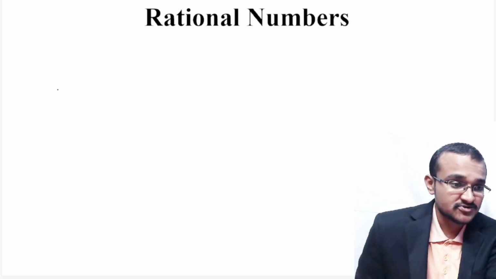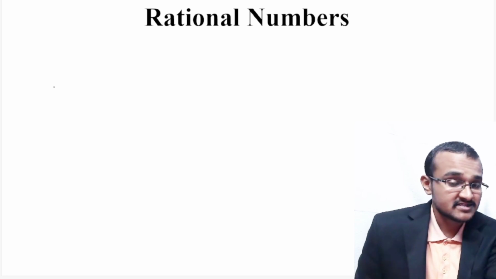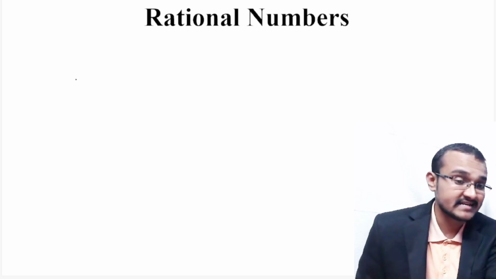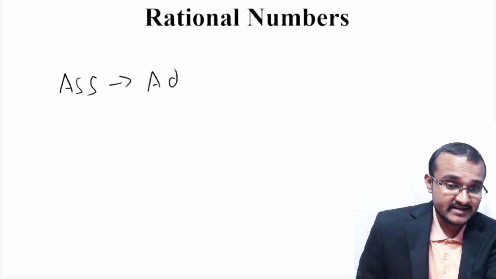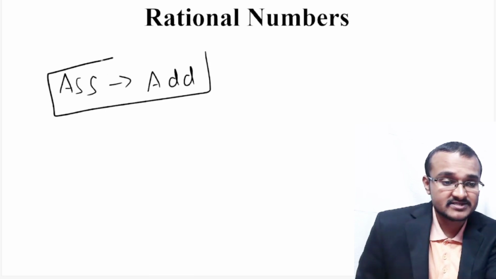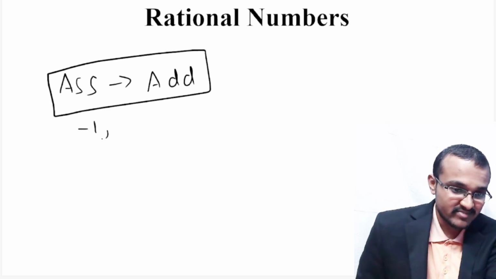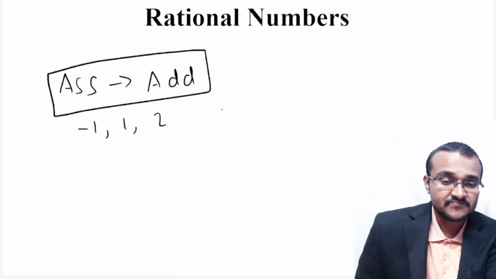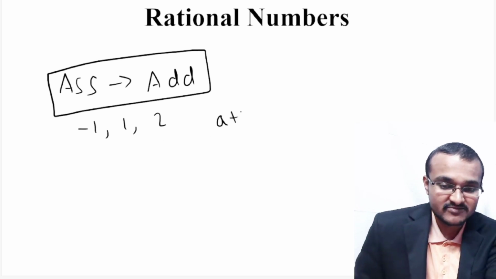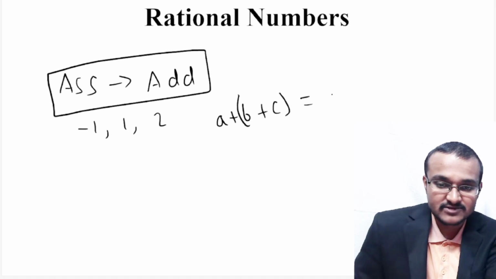Now let us test the associative property under addition, subtraction, multiplication and division for integers. First, the associative property under addition for these integers: whether integers will satisfy it or not. Let us consider minus 1, 1 and 2 as 3 integers. Here also the equation will be the same as what I have written previously. So a plus (b plus c) is equal to (a plus b) plus c.